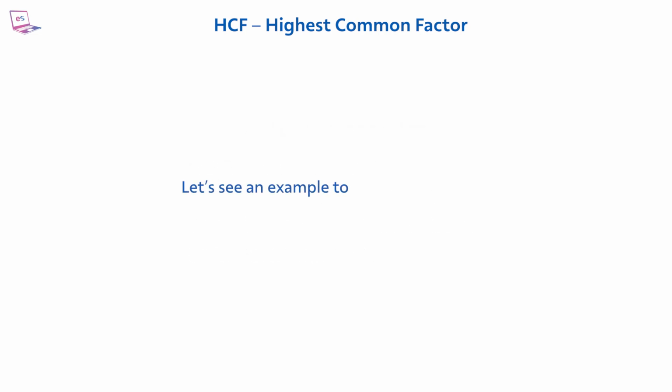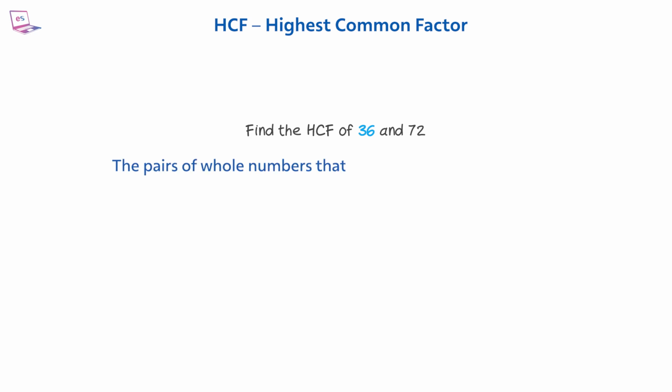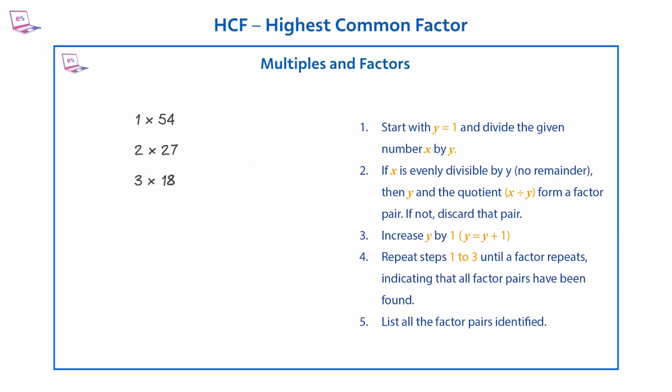Let's see an example to understand better. Here, you need to find the highest common factor of 36 and 72. First, list all the factors of 36. To find the factors of a number x, you need to find the pairs of whole numbers that can be multiplied to make x. You can check out one of our videos on multiples and factors for better understanding.